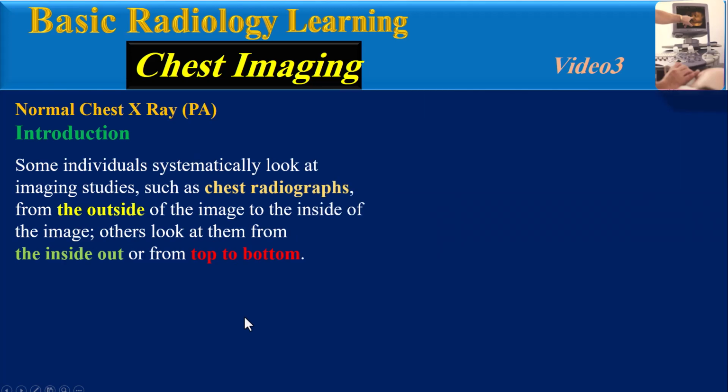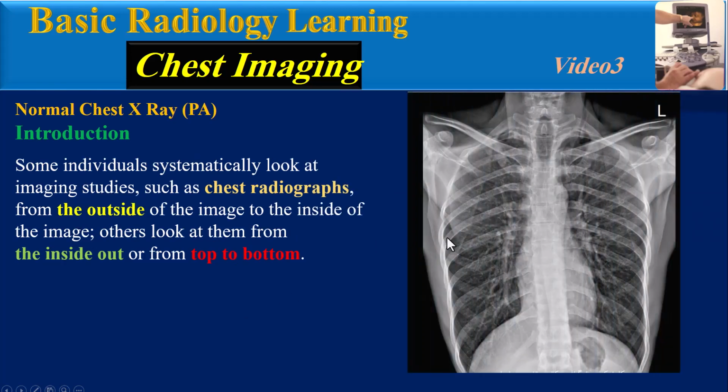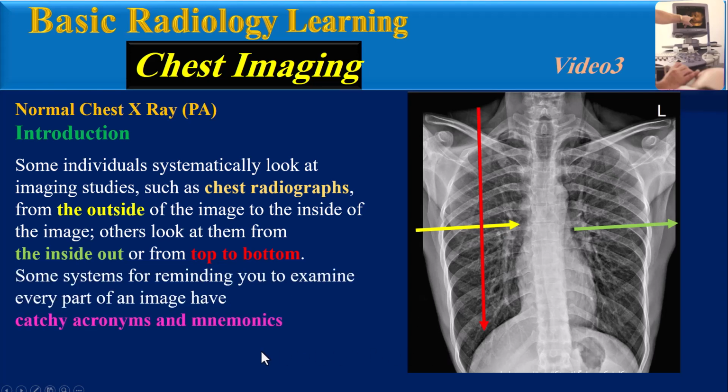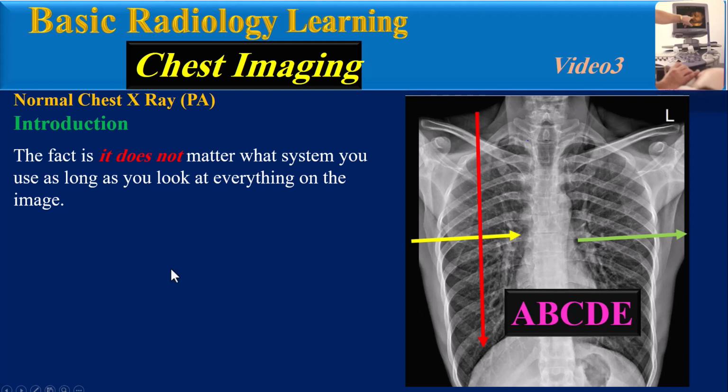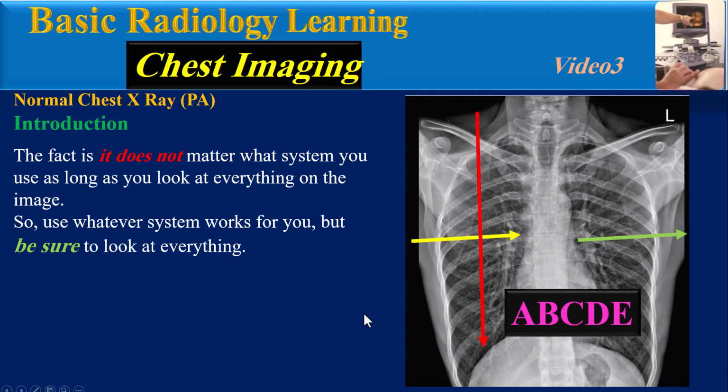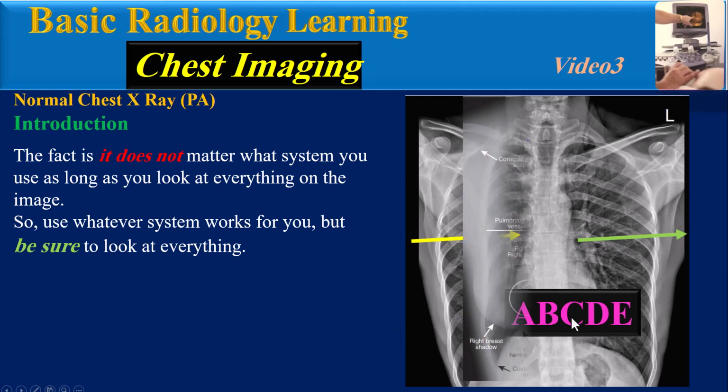Some individuals systematically look at imaging studies such as chest radiographs from the outside of the image to the inside of the image. Others look at them from the inside out or from top to bottom. Some systems for reminding you to examine every part of an image have catchy acronyms and mnemonics, for example the ABCDE system. The fact is, it doesn't matter what system you use as long as you look at everything on the image. So use whatever system works for you, but be sure to look at everything.